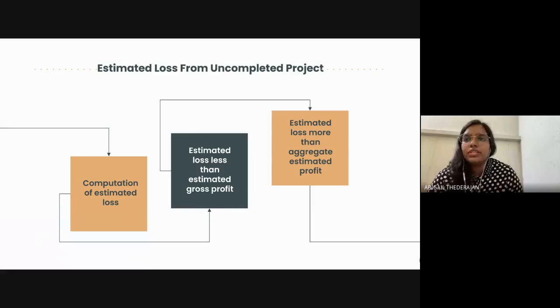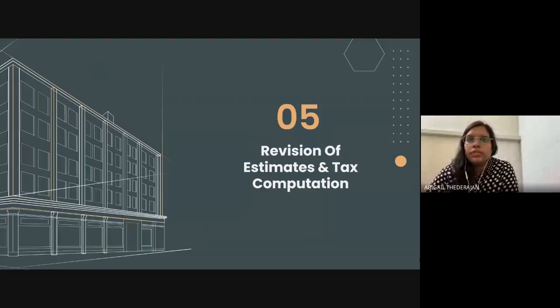So what they can do is write it off as a loss for that particular year. But then when they have the actual loss, they have to recalculate it again. They will use the same formula, which is A over B times C. Okay. So for the next one, we will look into the revision of the estimation and the tax computation.